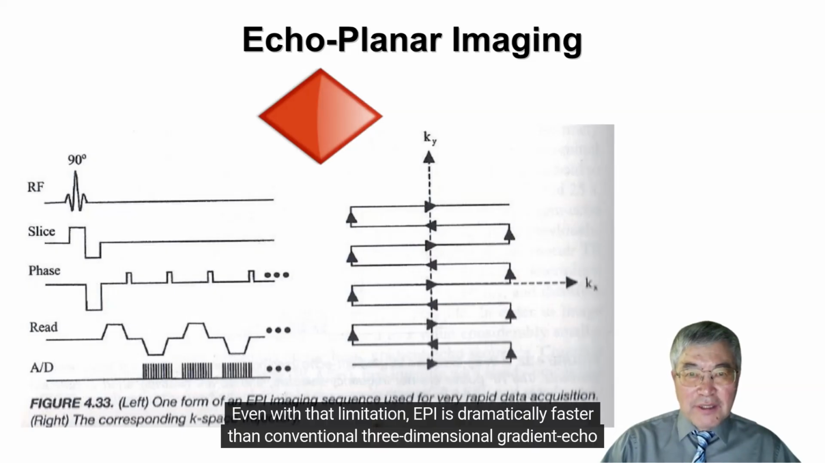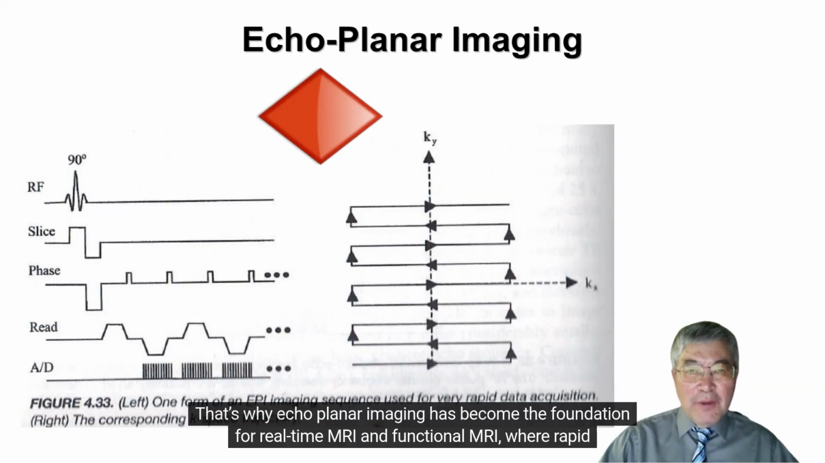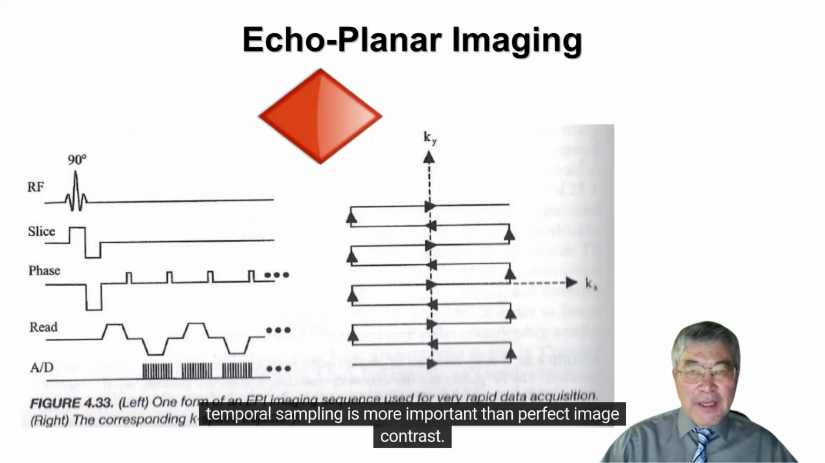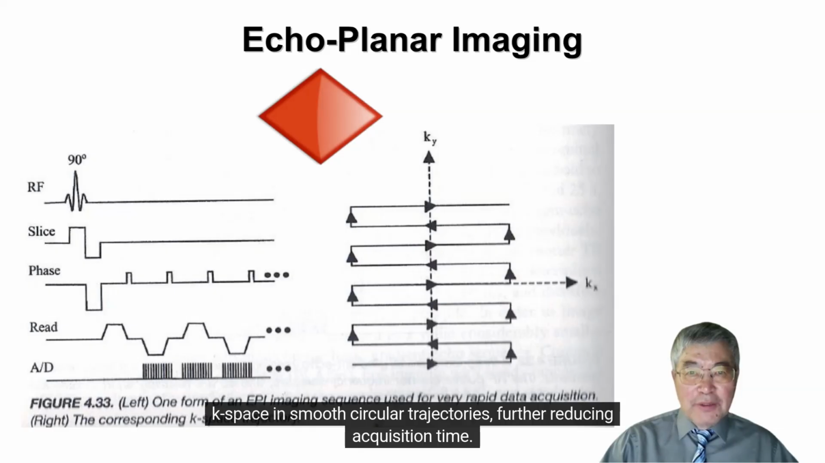Even with that limitation, EPI is dramatically faster than conventional three-dimensional gradient echo imaging. In fact, it can complete a full image in just a fraction of a second. That's why echoplanar imaging has become the foundation for real-time MRI and functional MRI, where rapid temporal sampling is more important than perfect image contrast. And when we want to go even faster, we can move beyond echoplanar imaging to spiral imaging, which traces K-space in smooth circular trajectories, further reducing acquisition time.